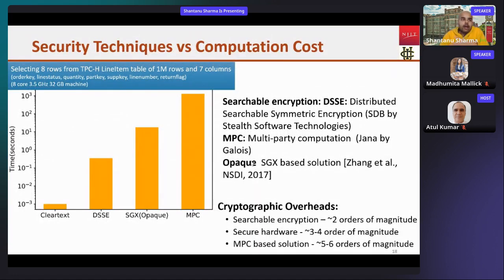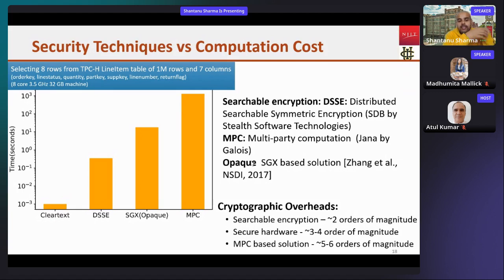Next thing is, now we have three different categories: encryption, secret sharing, and secure hardware. And of course, clear text database processing is there. So where are we standing in terms of query execution performance? Here, to measure the impact of different techniques, I took 1 million rows of the TPCH benchmark lineitem table, and I executed a query with one single predicate, and it resulted in fetching 8 rows from the table of 1 million rows. And now you can see the difference between different techniques.